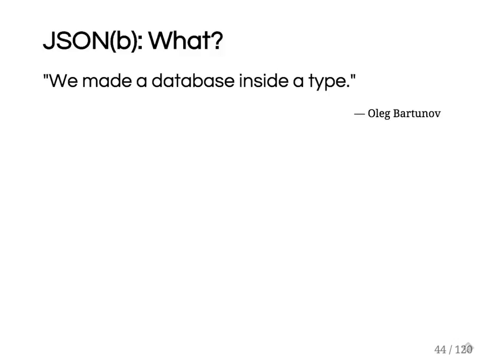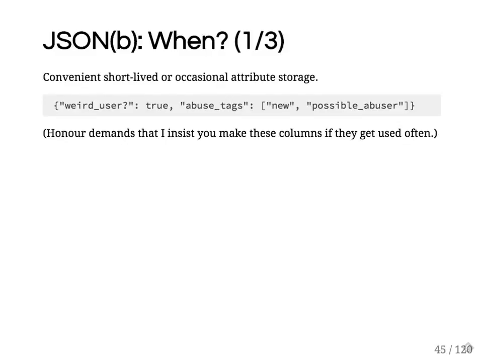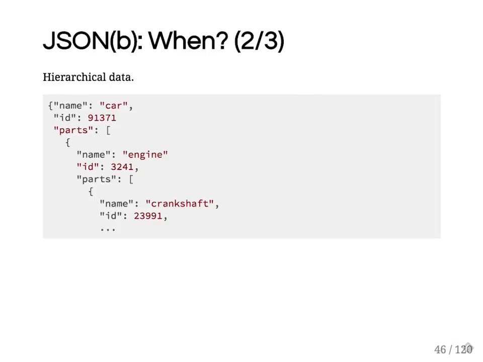Everyone's talking about JSON. Oleg Bartunov from Postgres Professional described it as saying, we made a database inside a type. I suspect this will take years to play out. I use JSON for short-lived or attribute storage. I will often just have an attributes column on a row, and then I'll put things in there that are not going to be around long enough to warrant adding a dedicated column for them, or where I have semi-structured or more free-form data. Of course, if you keep those columns, I recommend you promote them to real columns and not just leave them as a JSON type, or people will make fun of you when your new DBA comes on the team.